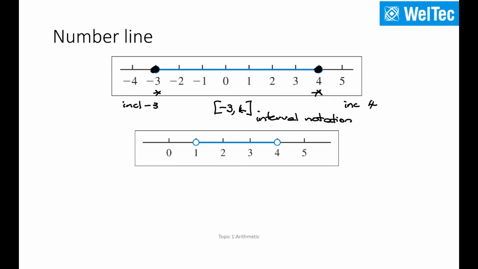If we didn't want to include an endpoint, say if we didn't want to include 1, and if we didn't want to include 4, then we use an open circle. So in the second example here, we don't want to include 1, and we don't want to include 4, so they're left open, and we talk about that using interval notation. We use round brackets, and we write it like that. So again, it's interval notation, but it shows us in the second example that we don't include 1 and we don't include 4.